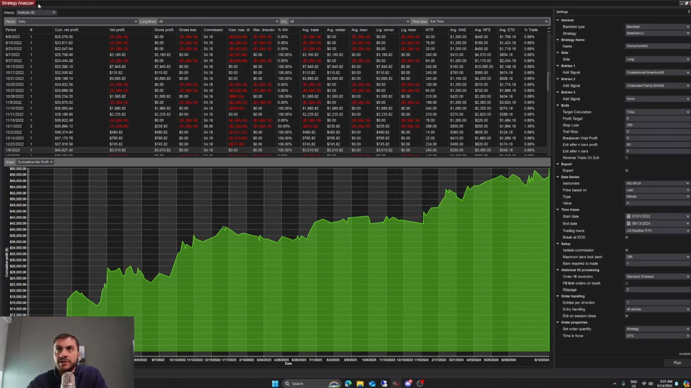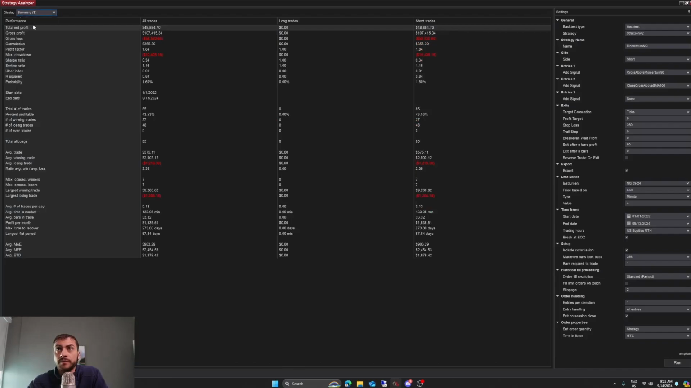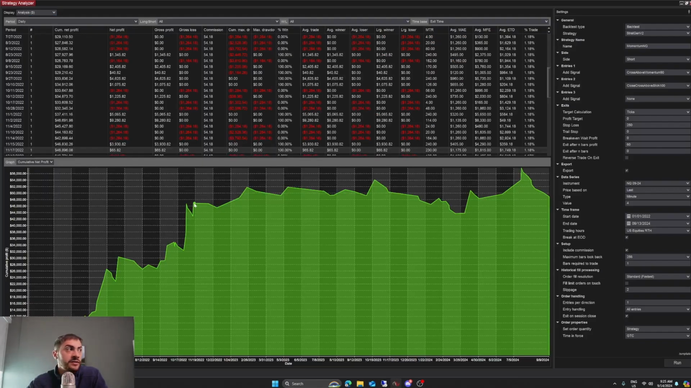I did the same thing for the short side. And the short side is obviously tougher because mostly stock indices are going up. So to find out of sample short returns is going to be harder, especially in 2023 and 2024. Markets are up a lot.